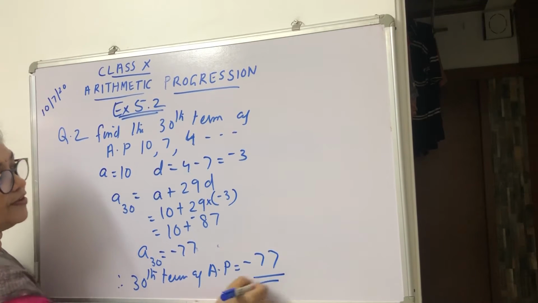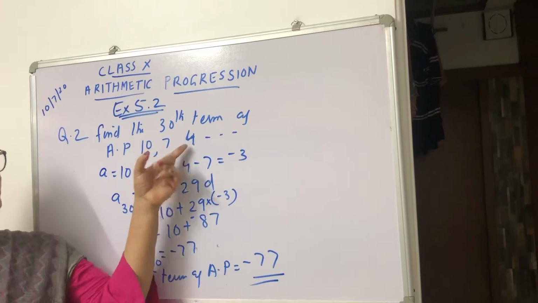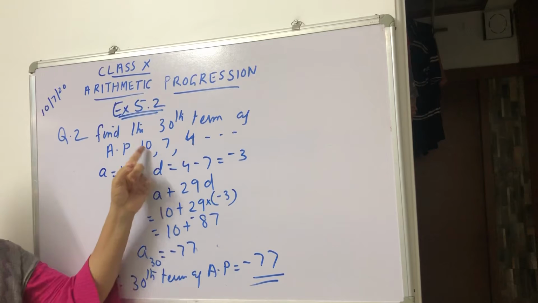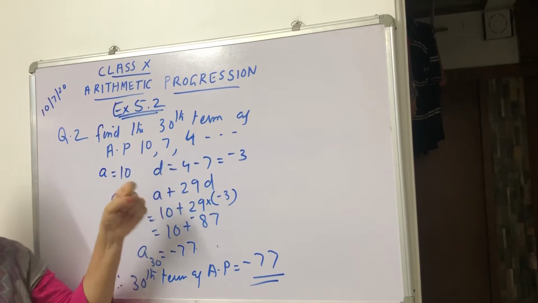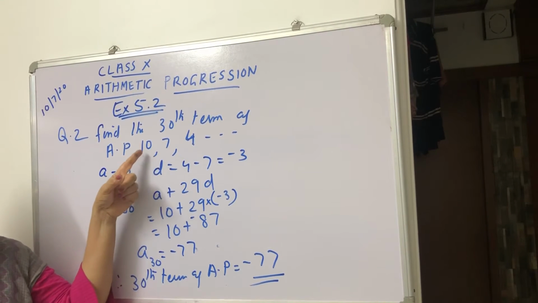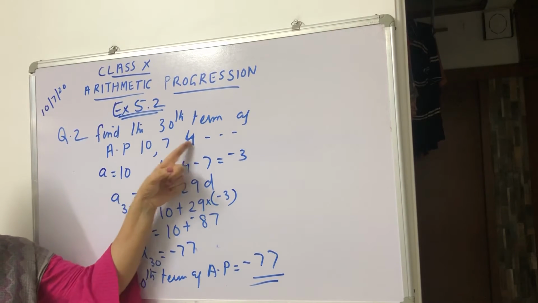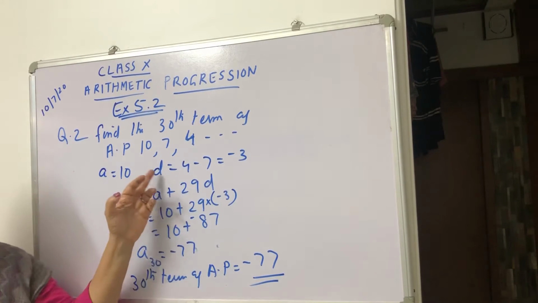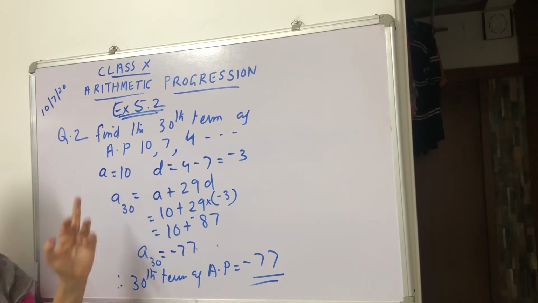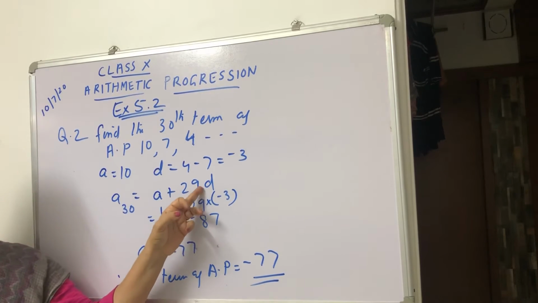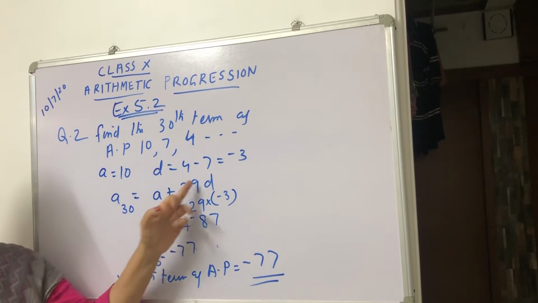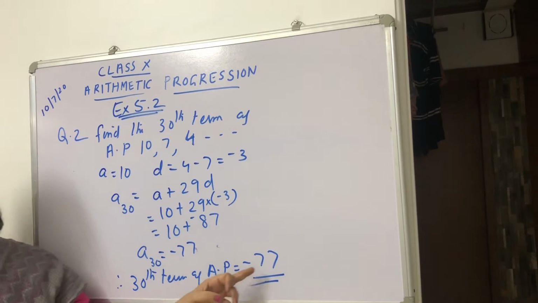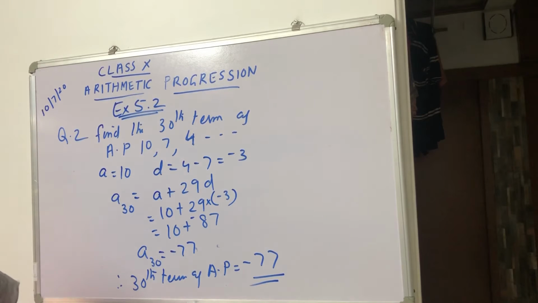minus 77. So if the 30th term is asked, a30 is equal to a plus 29d. a is equal to 10. You can find d either by subtracting 7 minus 10 or 4 minus 7. In an AP, the common difference remains the same. So d is equal to minus 3, a is equal to 10. a30 is a plus 29d. Substitute a as 10 and d as minus 3. So you are getting the value minus 77. So the 30th term of the AP is minus 77.